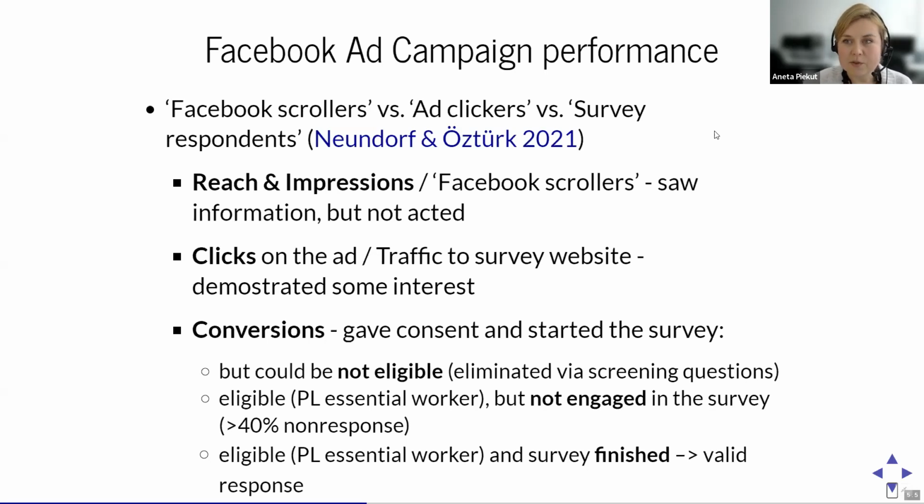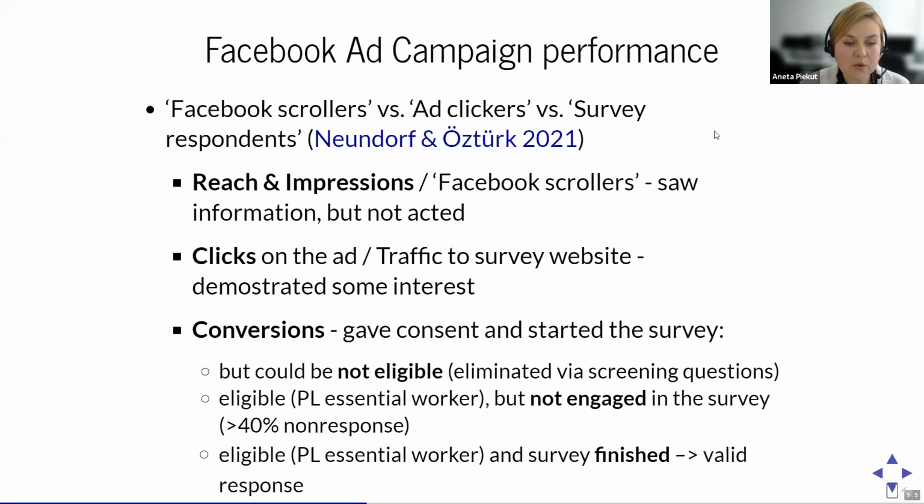In our case, there were more stages of selection, in a sense that there were also the screening questions I discussed, so some people were not eligible. So probably we had more traffic, but then the responses were lower than if we had a survey for all Polish people in the UK.